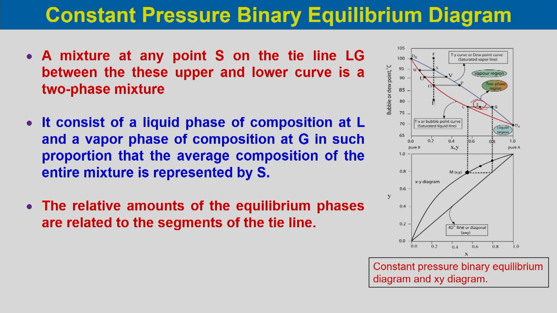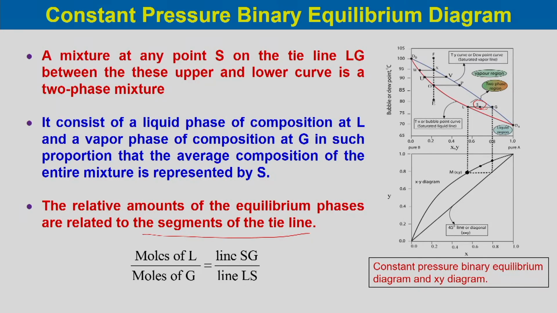The relative amount of these equilibrium phases can be obtained from the segments of the tie line. The segments of the tie line are LS and GS. So, the ratio of moles of liquid L to moles of gas G is equal to line SG divided by line LS.